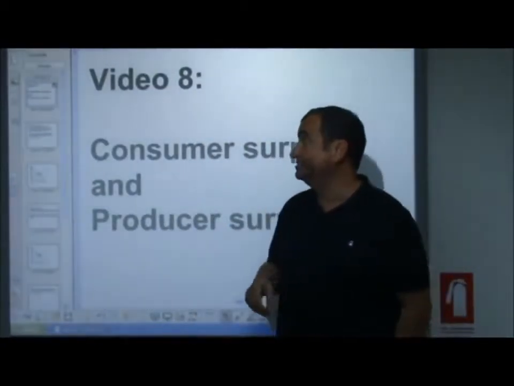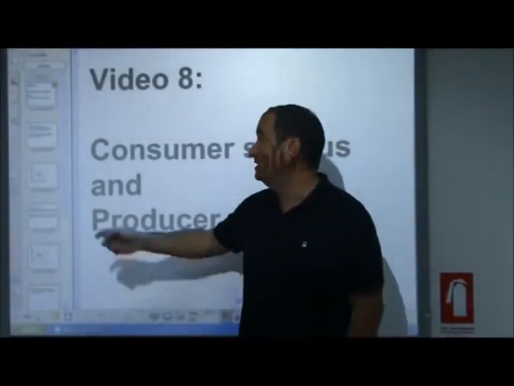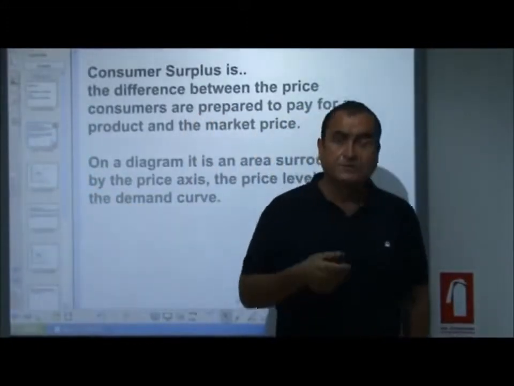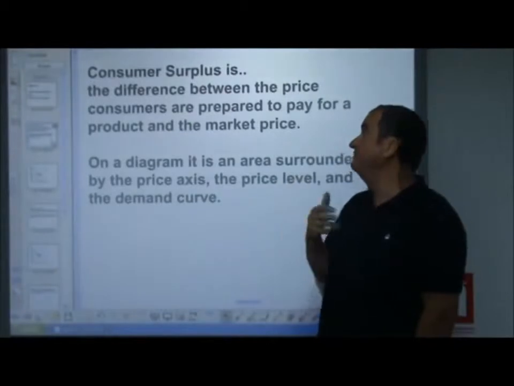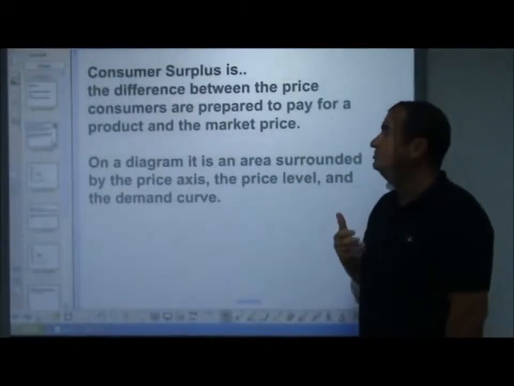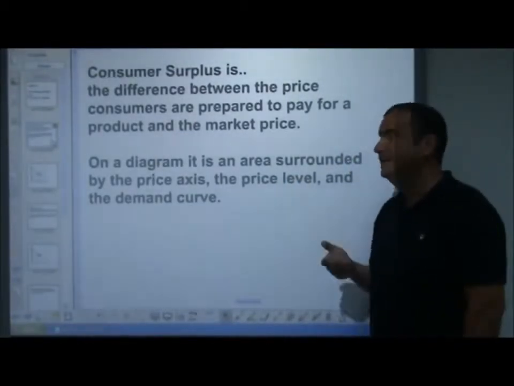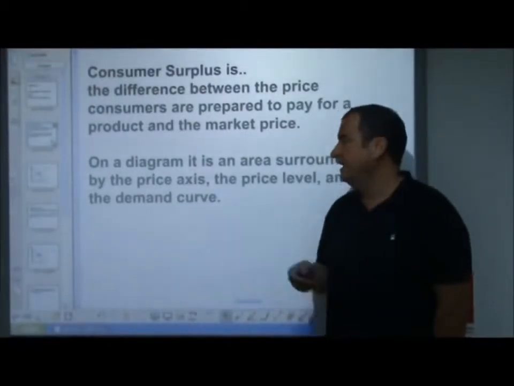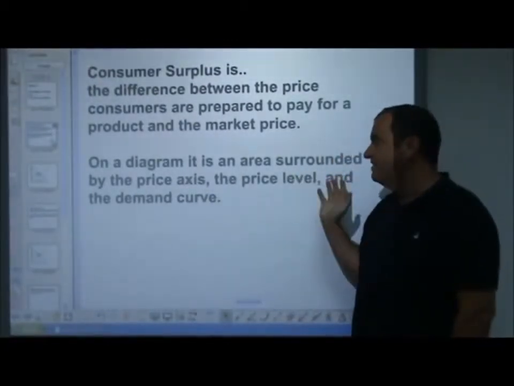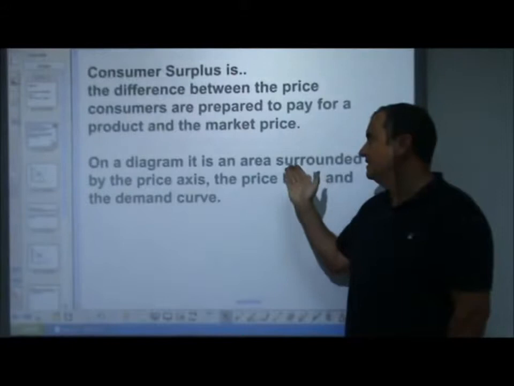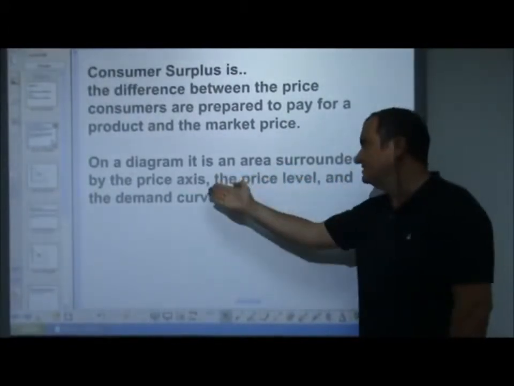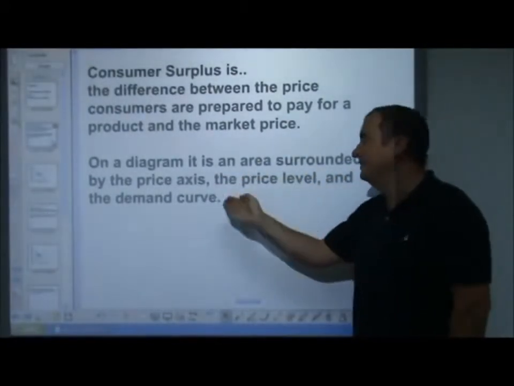Consumer surplus and producer surplus. Let's start with consumer surplus. Let's define it first of all. Consumer surplus is the difference between the price consumers are prepared to pay for a product and the market price. And on a diagram, we can find consumer surplus because it is an area surrounded by the price axis, the price level, and the demand curve.